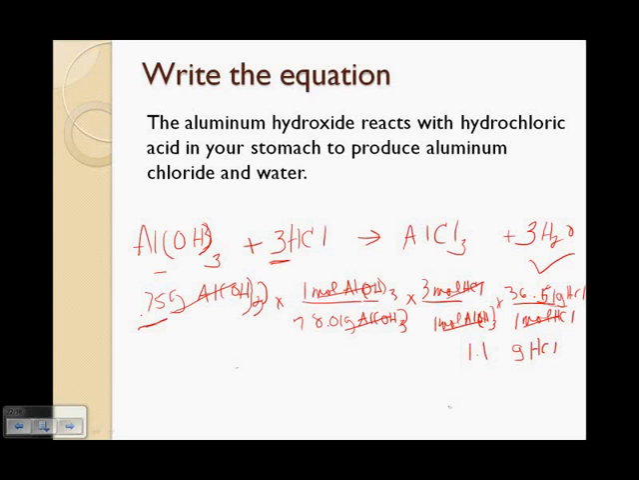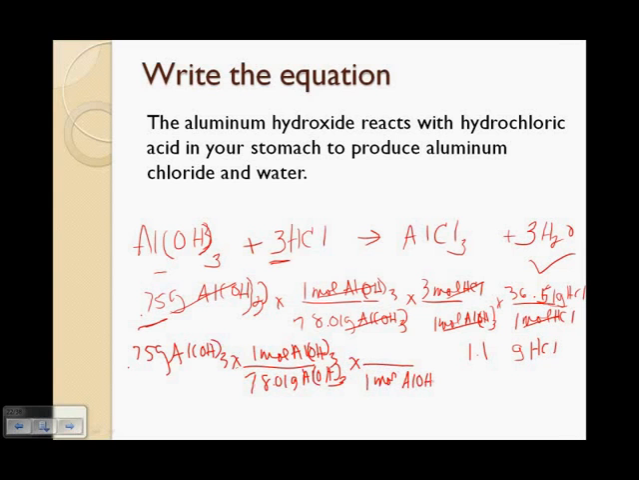And then if I try to answer the second question, which is how much water gets produced, I'm going to do the same thing. I'm going to start with 0.75 grams of aluminum hydroxide. I'm going to convert that to moles using the same molar mass for aluminum hydroxide, to 1 mole of aluminum hydroxide. And this time I'm going from moles of aluminum hydroxide, the coefficient there is 1 mole of aluminum hydroxide, in this case gives me 3 moles of water.